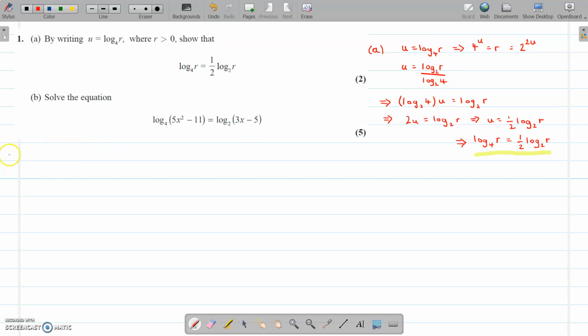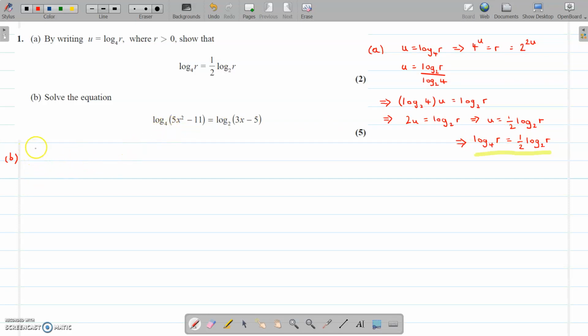Okay, now in part B, we're going to be using some of what we've done in part A, almost certainly. So we have an equation that's given with log to base 4 on one side and log to base 2 on the other. So that's a big clue that we're going to be using something we've just been looking at here. All right, and of course the very first thing I'm going to do is take that result that we've just proved and replace the log to base 4 with a half log to base 2.